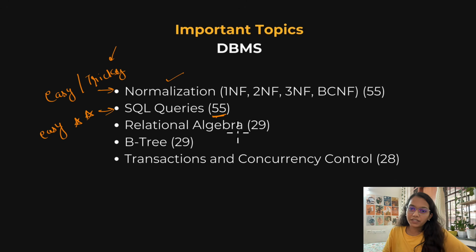The next is relational algebra. From this topic also some very easy questions came, but at the same time some very tricky questions were also there from relational algebra. The next is B tree. This is also a very important topic, and from this 29 questions are there till now. The next is transaction and concurrency control. From transaction and concurrency control there were 28 questions till now.